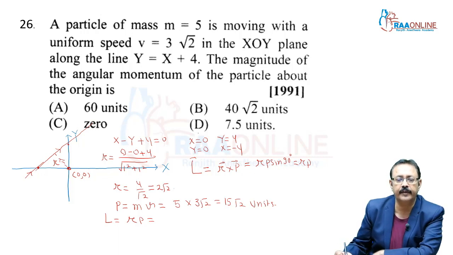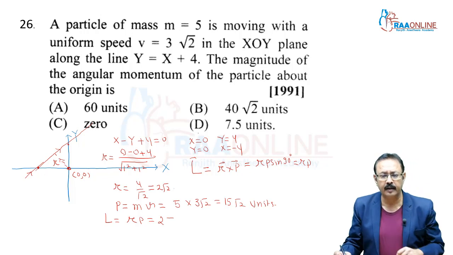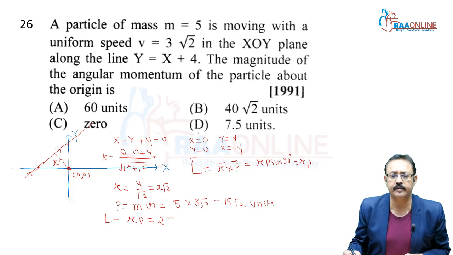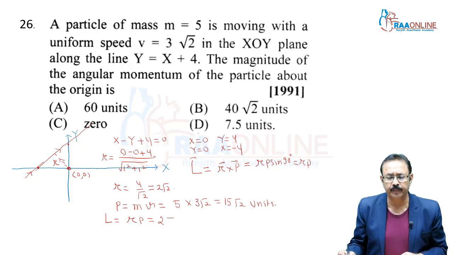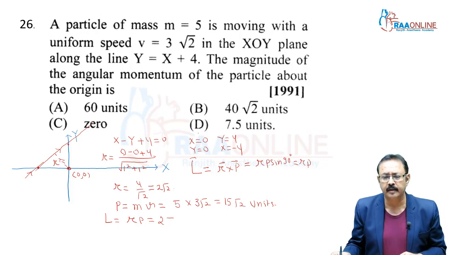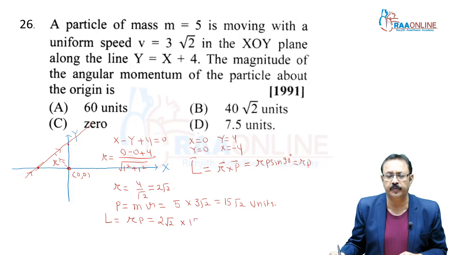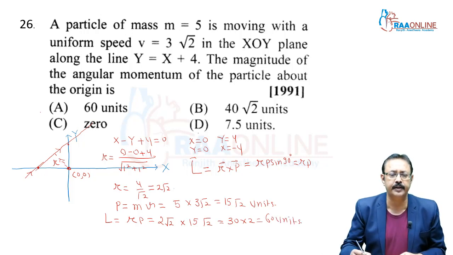What is R? R we calculated as 2 root 2. What was R? R was 4 upon root 2. And what is MV? It is 15 root 2, and R is 2 root 2. So R is 2 root 2 into 15 root 2. What are we going to get? 15 into 2, 30, root 2 into root 2, 2. So we are getting 60 units. So we got the answer, 60 units.